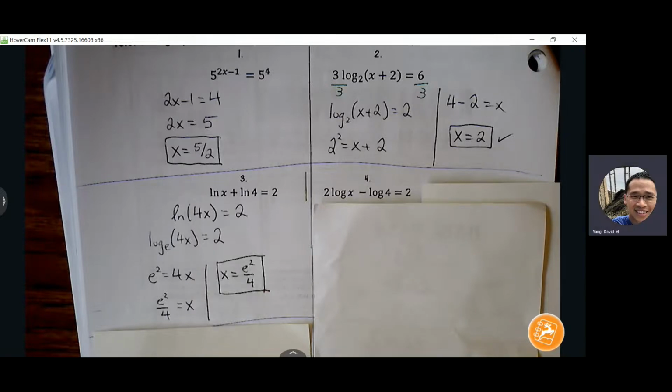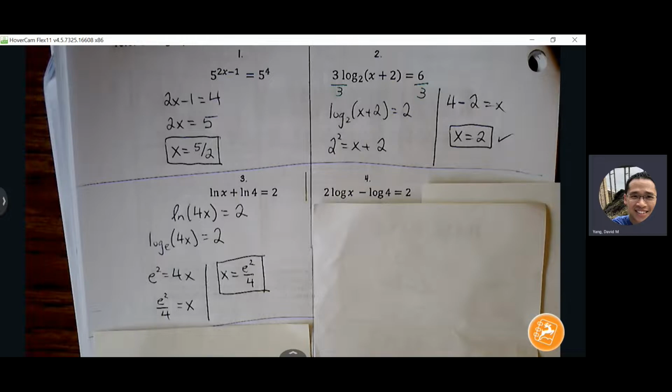Take a look at number 4. Similar to number 3, right? We definitely want to merge the 2 logs together, but there's something that needs to be taken care of before we can merge those 2 logs. Yeah, we got to deal with that coefficient of 2. So how do we deal with this 2 here?